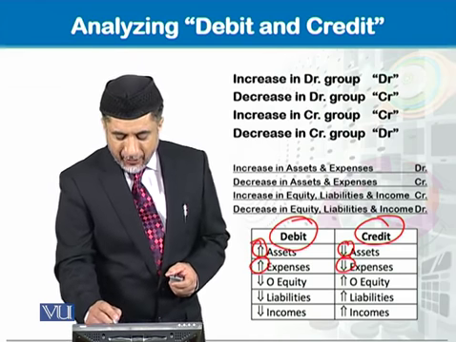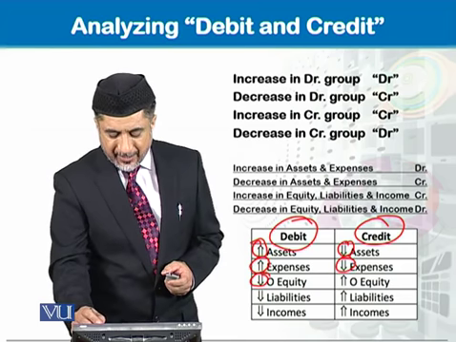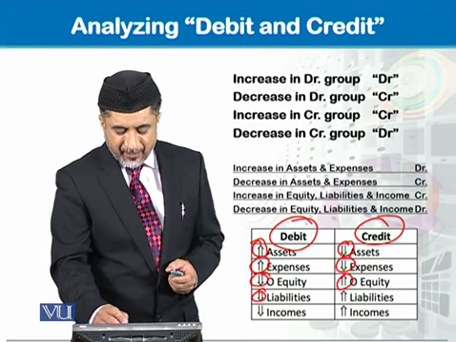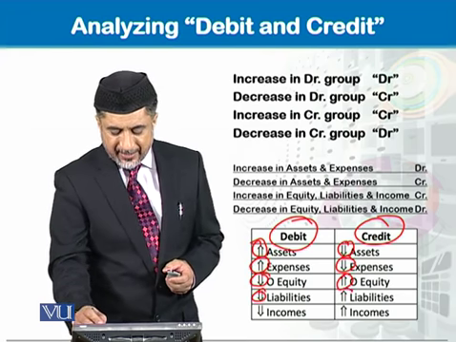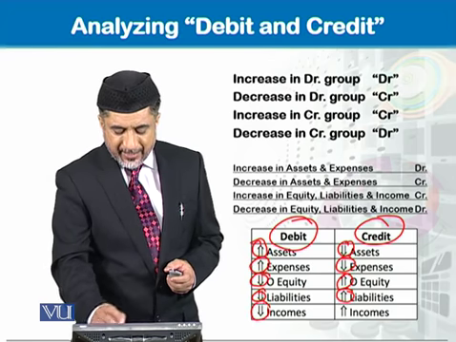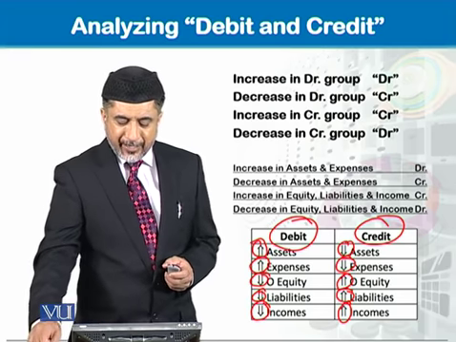Okay? If equity is decreasing, it would be debited. And if equity is increasing, it would be credited. Same way, liability decrease, debit, and liability increase, credit. Income decrease, debit, and income increase, credit.